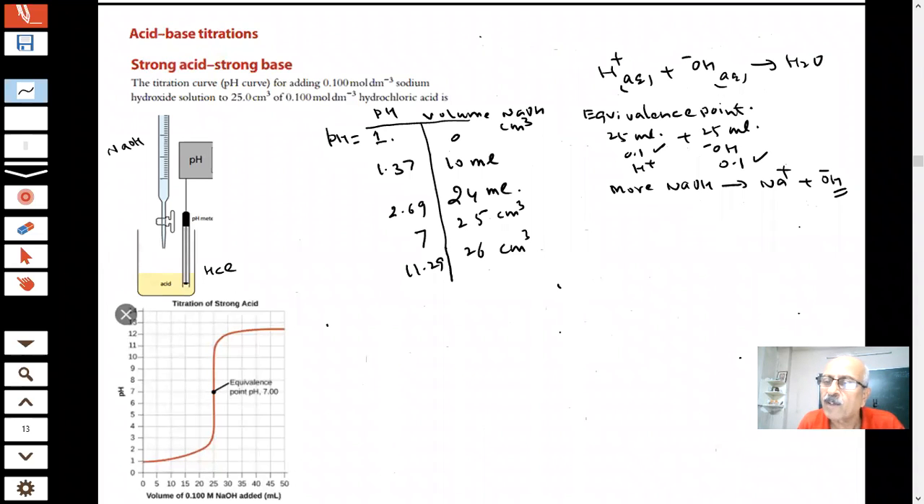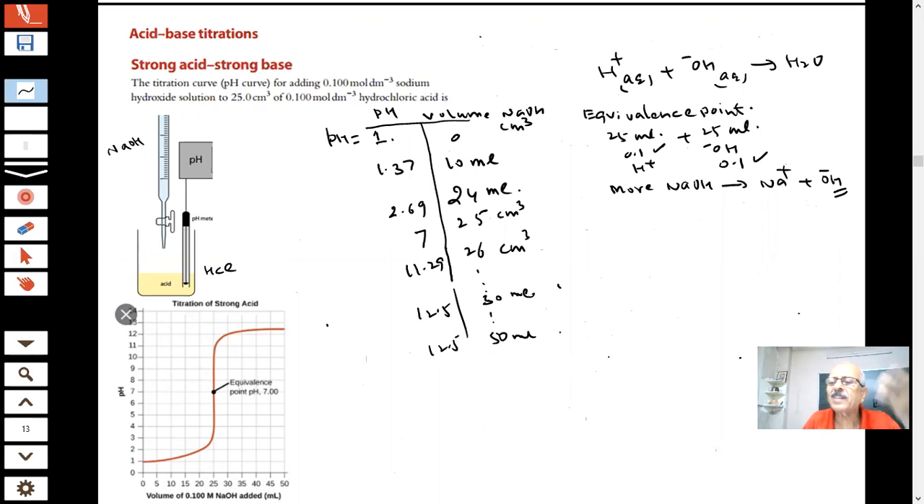So if we do the calculation, you will find how much OH ions are present. What is the concentration of OH ions? If you find the OH ion concentration, then you can find the pOH, and then pH plus pOH is 14. So you will find the value is 11.29. And after that, you can keep on adding 30 milliliter or go up to 50 milliliter. The pH will become 12.5 and then almost constant, 12.5.